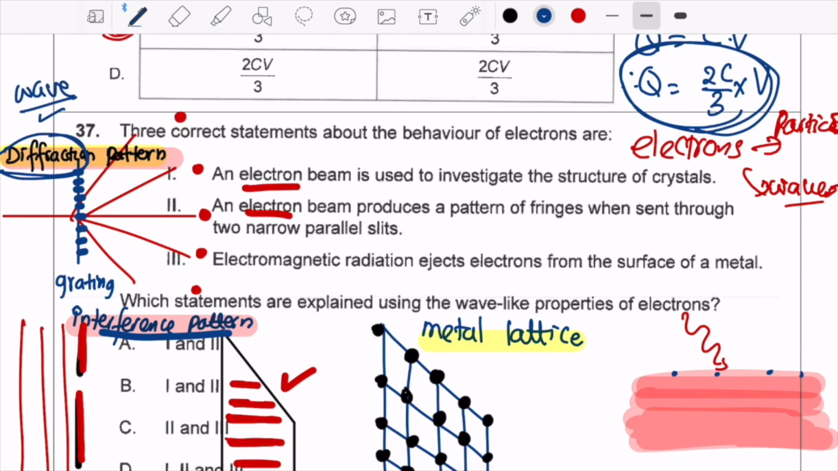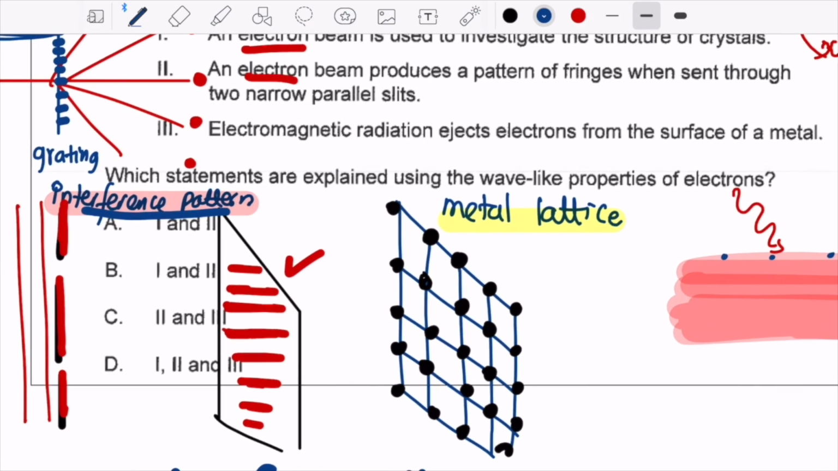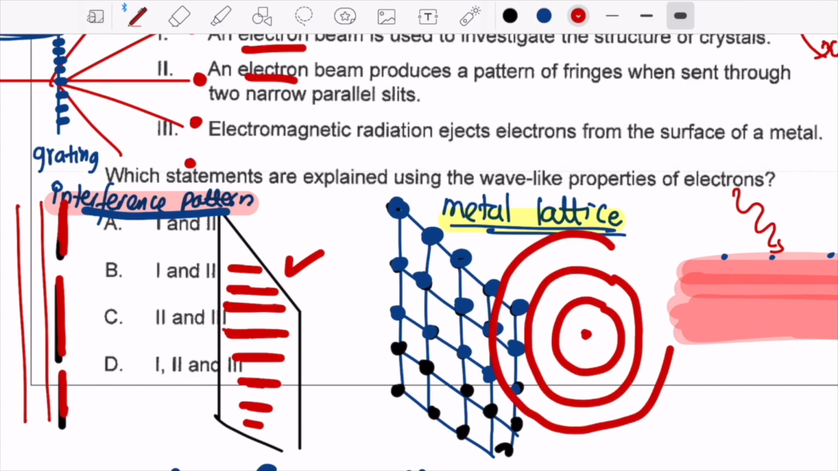Alright. Now let's check electrons. Let's start with the second one, the diffraction grating story. We create a diffraction grating, but not with a real grating. We use a metal lattice. Lattice means a structure which holds nuclei in an organized way. If you send electrons through this, interestingly, electrons produce this type of concentric circles. So they diffract. So electrons can diffract, and this proves electron is a wave.